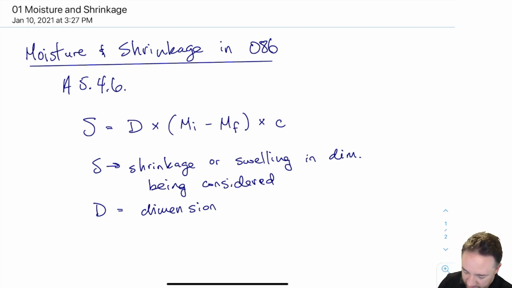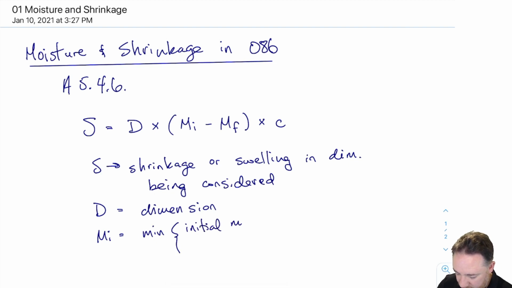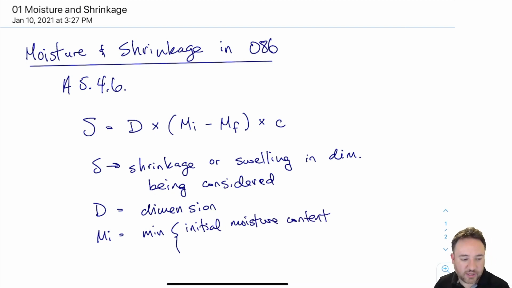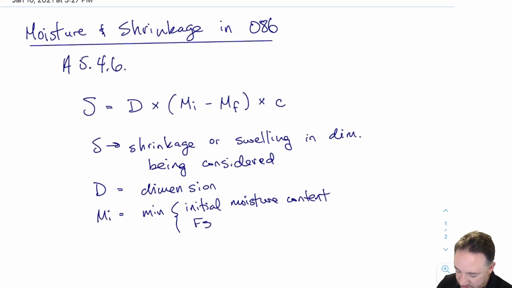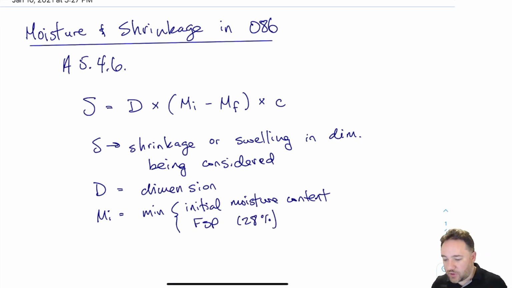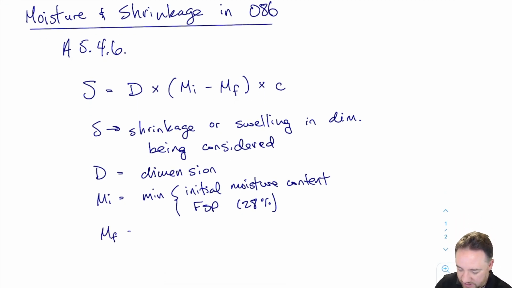And Mi is the initial moisture content, or the fiber saturation point, whichever is the minimum. So where does your moisture content start? The fiber saturation point, which we talked about before. Beyond the fiber saturation point, there is no shrinkage or swelling. All of these are given in the context of shrinkage. So Mi is basically the initial moisture content, and Mf is the final moisture content, but you'd have to flip these in order to consider swelling.